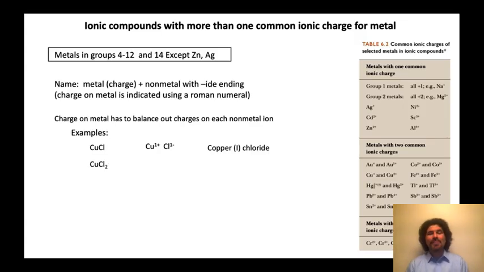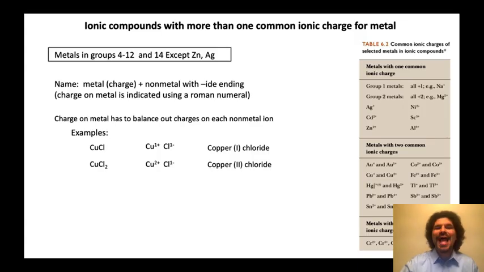Okay, the other common chloride of copper is CuCl2. So in this case, there are 2 chlorines. So as a result, copper has to have a +2 charge to balance the 2 -1 charges from the chlorines. And the name for this is copper(II) chloride.